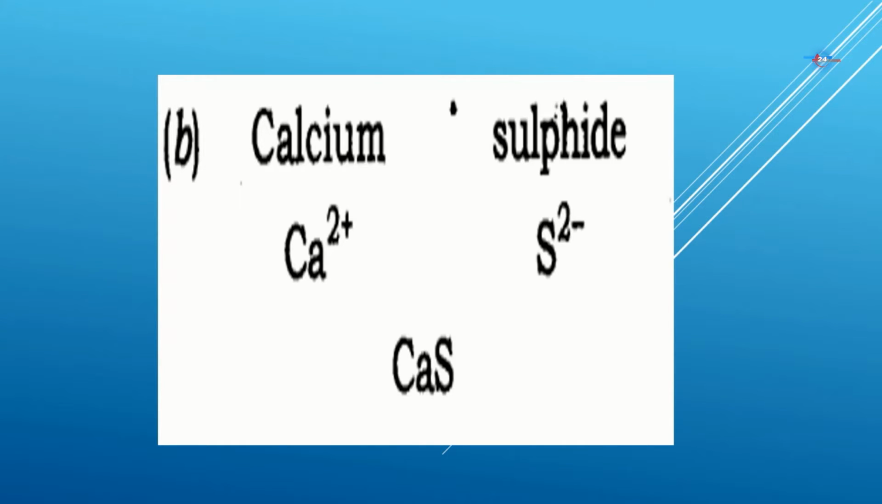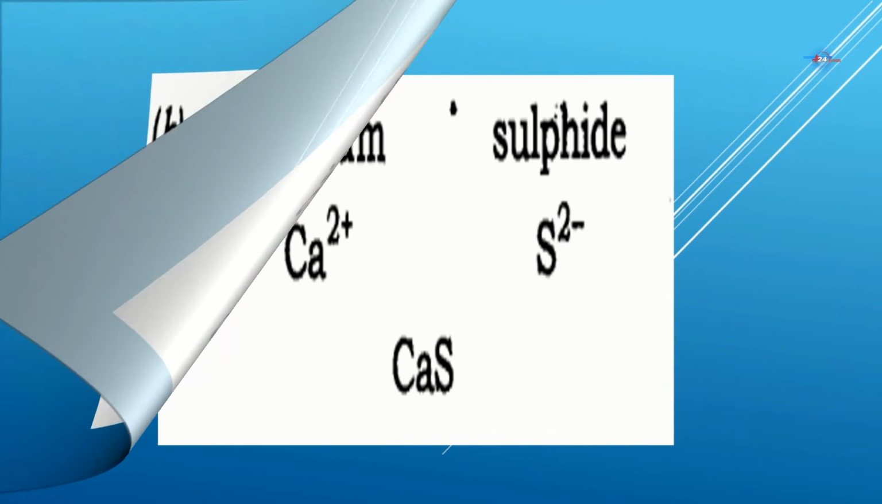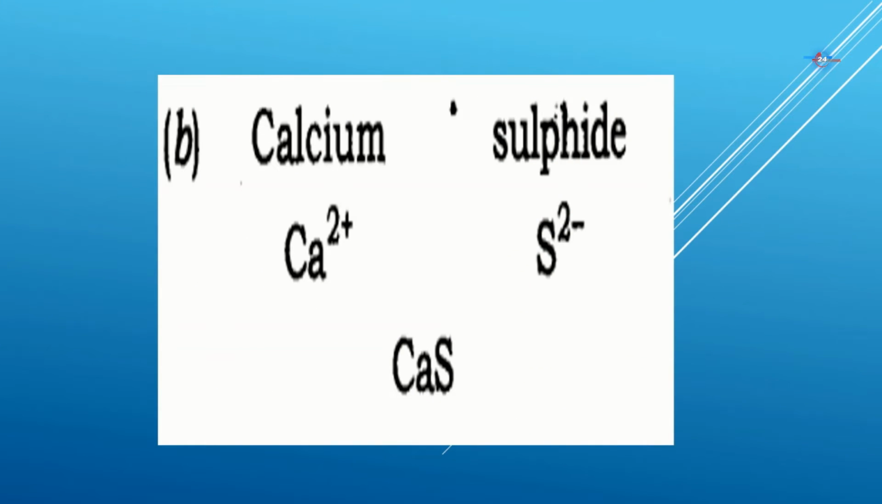When you swap 2 and 2, you get calcium sulphide with 2 and 2, 2 calcium and 2 sulphide ions. But because they are equal, 2 against 2, that is like a ratio of 1 to 1. So you ignore the 2 and the 2. So calcium sulphide is CaS, with no numbers, because you ignore the 2 and the 2, as that is a ratio of 1 to 1.